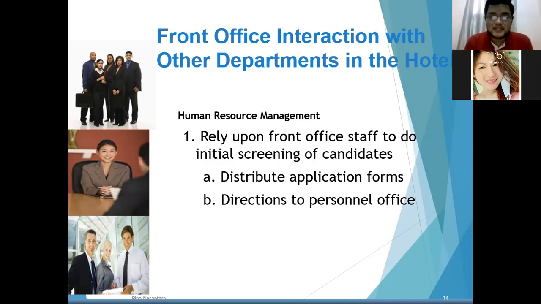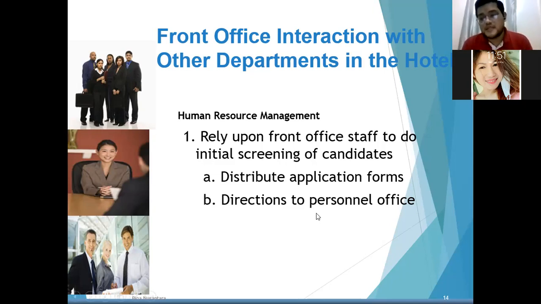How initial screening? Human resource will distribute the application forms. So human resource will pass all the application forms to front office. Front office will do the initial screening: who is the most suitable candidate? Maybe a stack of applications. So the front office manager will do the screening, who is the right candidate to call for interview.